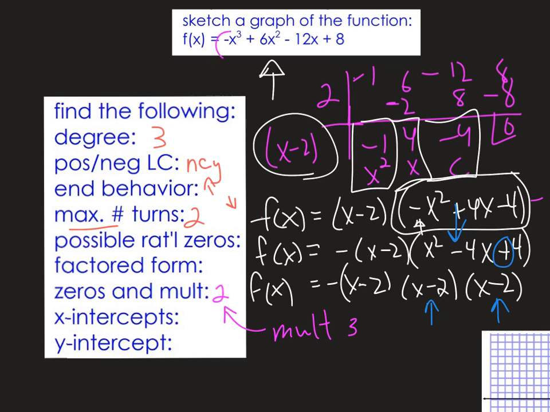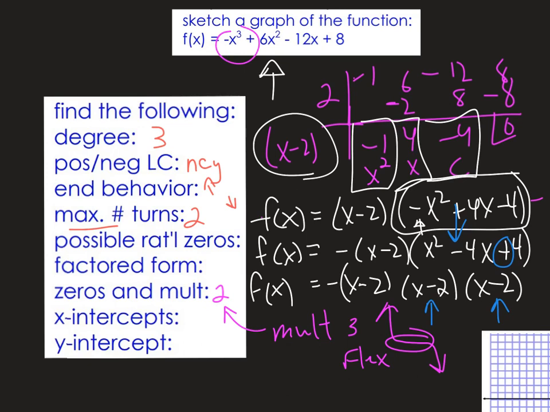Now, since this is a third degree polynomial, and I have just one 0 with a multiplicity of 3, I know that it's coming down from the top and going down like this. I know that this moment is a flex on the 0.